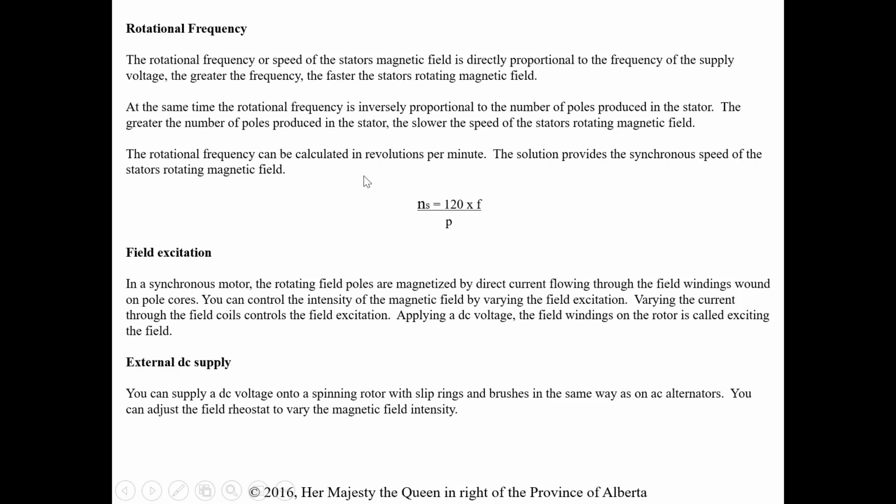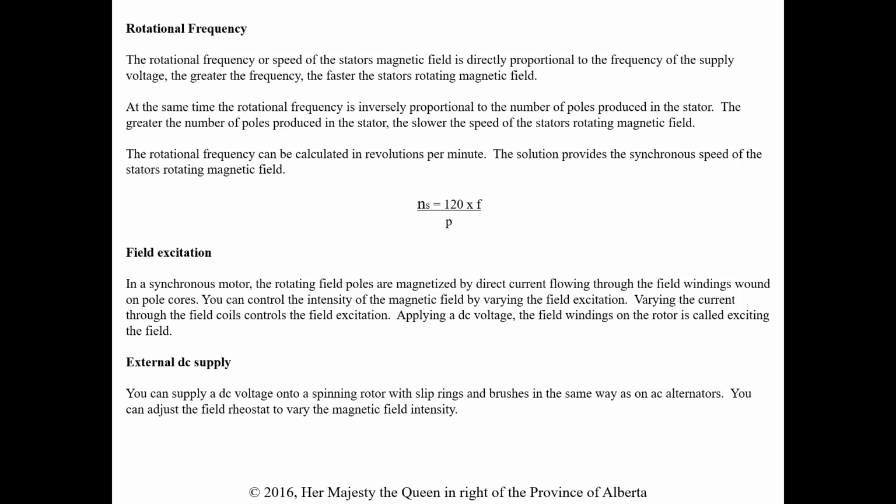Okay, field excitation. The rotating field poles are magnetized by DC flowing through the field windings. You can control the intensity of the magnetic field by varying the field excitation. Varying the current through the field coils controls the excitation. Again, we have talked about this also in DC, a very similar concept. If we can get more current flowing through those field windings, we're going to increase the intensity of that field, and we're going to potentially generate, in alternators, more voltage. We'll see what happens in the synchronous motor as well.